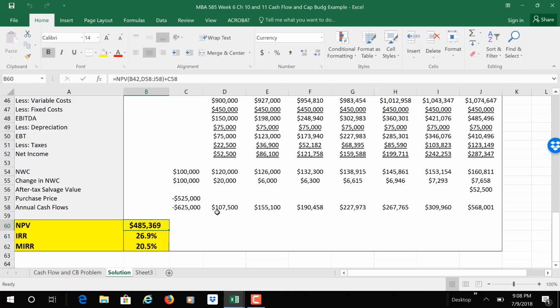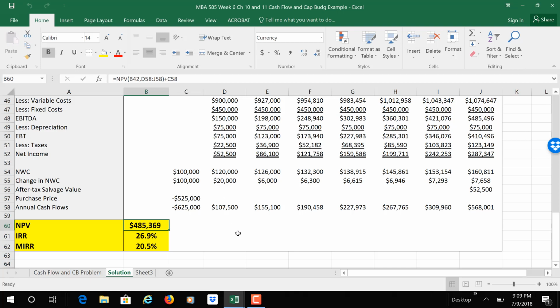So instead what we do is we calculate the present value of the inflows. That's exactly what the NPV function does. And then we add in this negative $625,000. So you can see how I did that up here. I took NPV for the cash flows for each period. I then added in the negative initial investment.